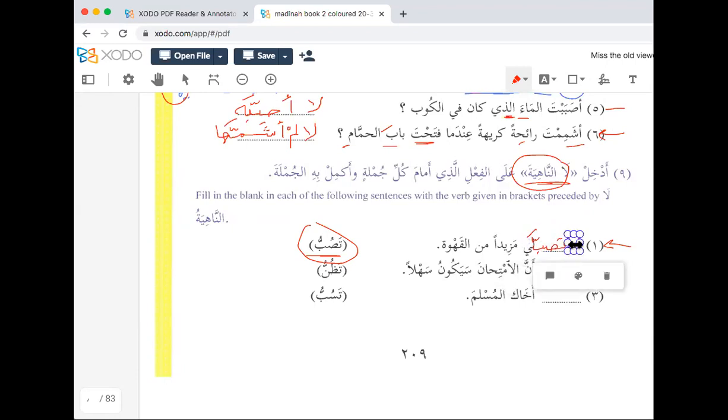Ustaz. نعم. So in this exercise, we're just using la, not lam, right? Yeah, not using lam, using la, because this is exercise 9. Okay. It says use la and nahiya. Okay. Thank you. I just want to make sure I'm understanding that correctly.